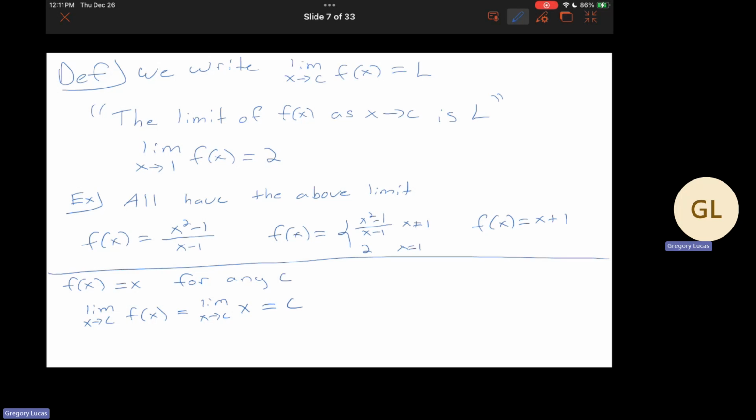Right? And another quite trivial example is the constant function. So if we consider f of x equals k for any c, we have the limit as x goes to c of f of x equals the limit as x goes to c of k, so some constant. It's just a constant function, so we know that it has to be that constant value. So if I have the function y equals 2, we know no matter where I pick, the limit's going to be 2, because that's the only value of the function.